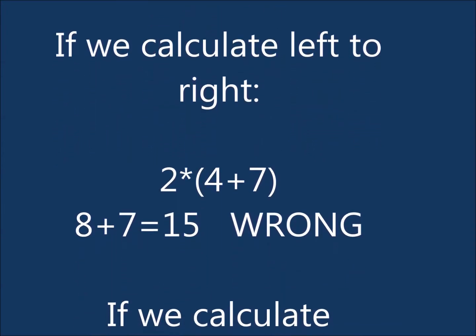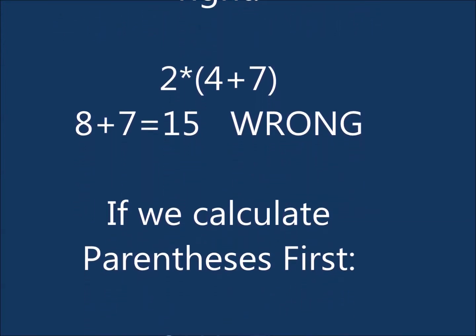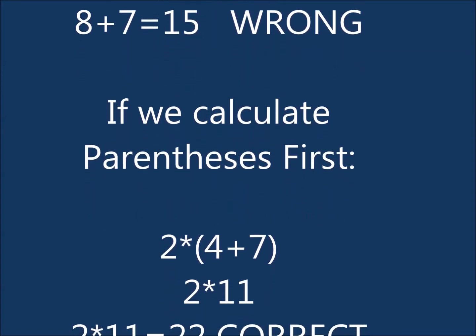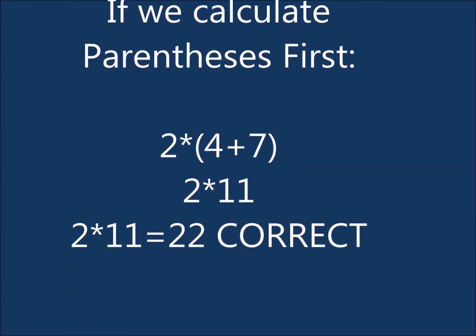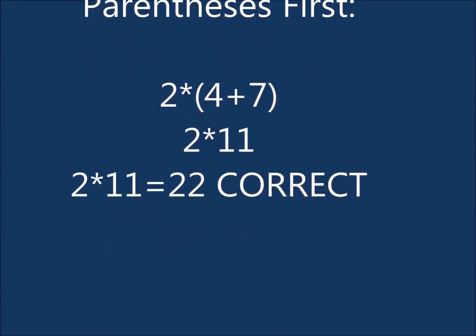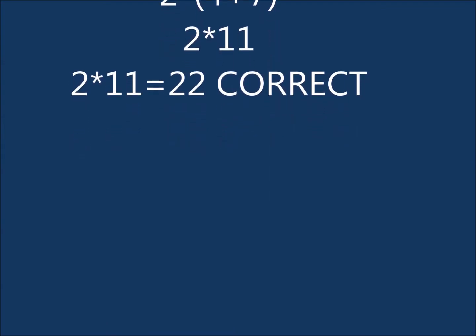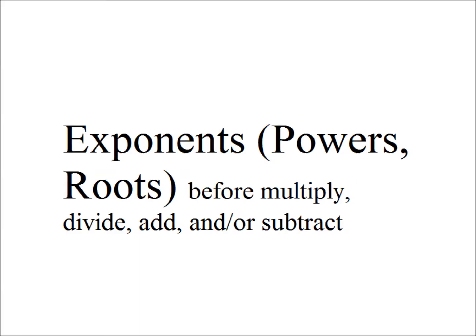If we calculate parentheses first, we'll have, again, our original problem, 2 times parentheses 4 plus 7 end parentheses. So if we calculate parentheses first, we'll have 2 times 11, which if we calculate gives us 22, and that is the correct answer. Okay.